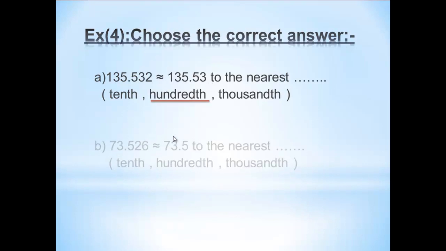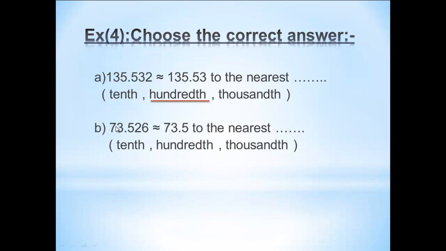Another one. 73.526 approximated to 73.5. This approximation is to the nearest what? Tenths, hundredths, thousandths? What approximation has only 1 digit after the decimal point? 1 digit after the decimal point. Approximate to tenths. Very good. Excellent.